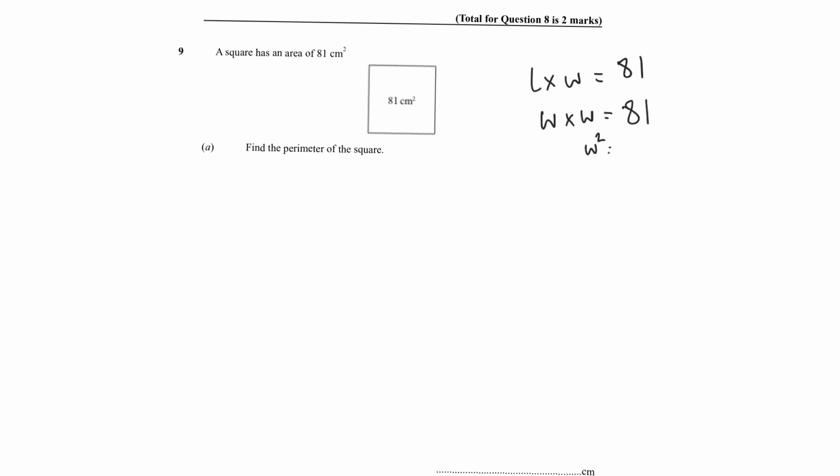So that means W squared is equal to 81. W is equal to the square root of 81, which is 9. So all the sides are equal to 9. And remember, perimeter is when you add all the sides up together. So it's just going to be 9 plus 9 plus 9 plus 9, which would leave you with 36.